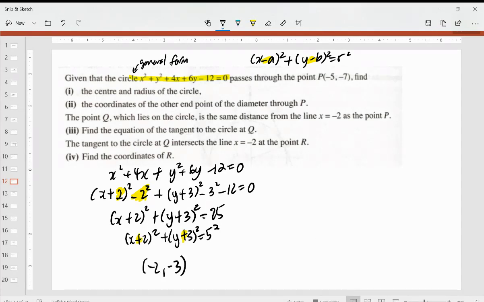So we can find the radius also. This is the center, and this is the radius. The radius is the square root of your right-hand side.